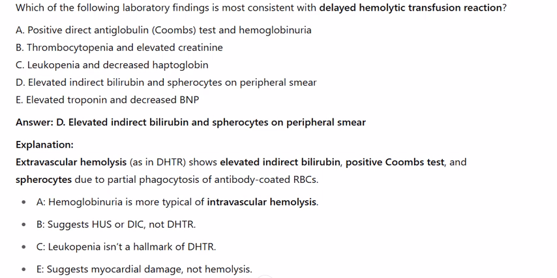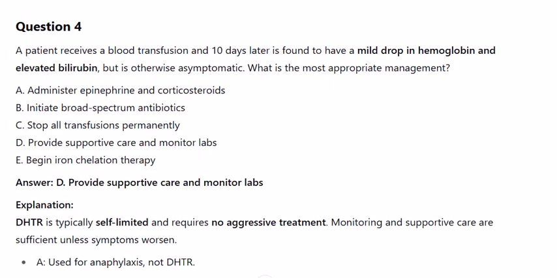Question 4. A patient receives a blood transfusion and 10 days later is found to have a mild drop in hemoglobin and elevated bilirubin, but is otherwise asymptomatic. What is the most appropriate management? A. Administer epinephrine and corticosteroids. B. Initiate broad-spectrum antibiotics. C. Stop all transfusions permanently. D. Provide supportive care and monitor labs. E. Begin iron chelation therapy.